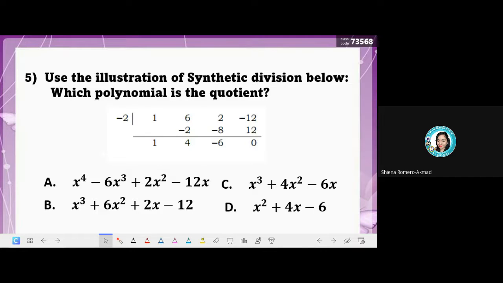Valeros and Cortinas. Okay, so the answer here is letter D. Remember that the last answer is always the remainder. So yung mga sumunod, constant, variable x, x squared, and so on.